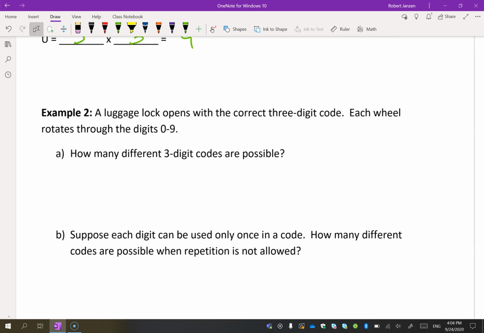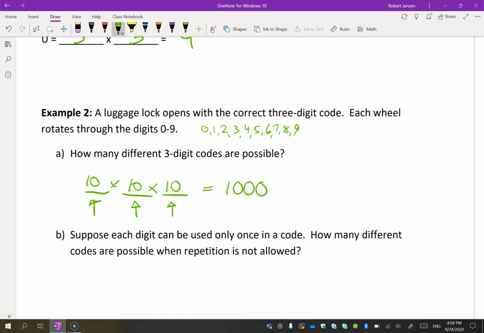A luggage lock opens with a correct 3-digit code. So 3 digits. Think of 3 numbers. Each wheel rotates through the digits 0 to 9. Now, if we list all of those possibilities, there's actually 10 digits. So how many digits could you put in the first spot? Well, all 10 of those. You could have any one of those. What about the next spot? Again, all 10 of them. And in the next spot, any of those 10 digits would work. So if we go 10 times 10 times 10, there are 1,000 possible codes.